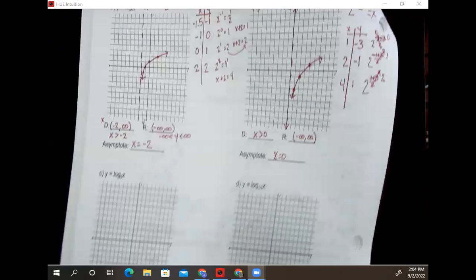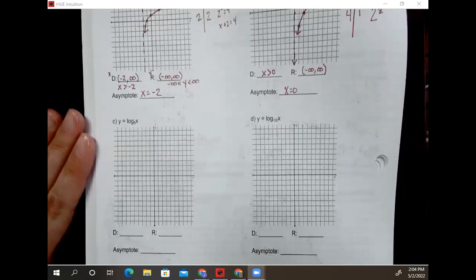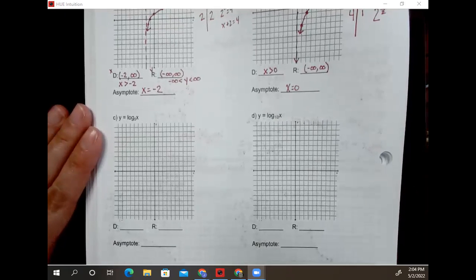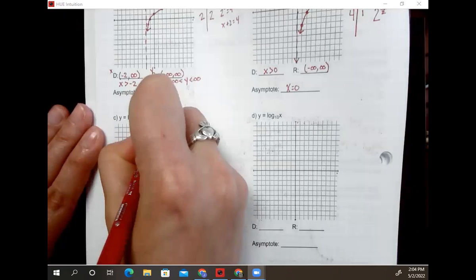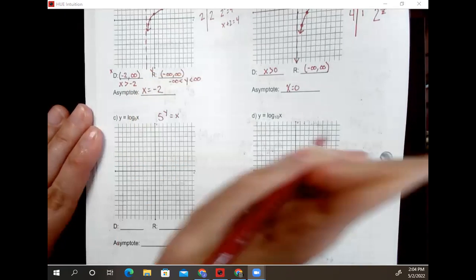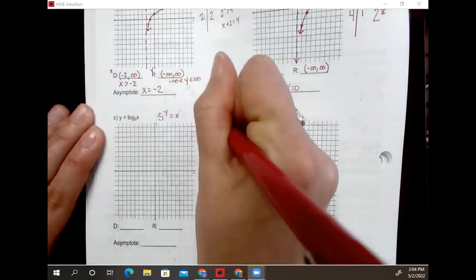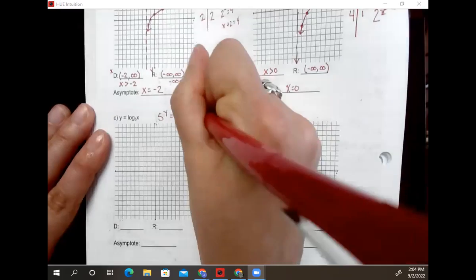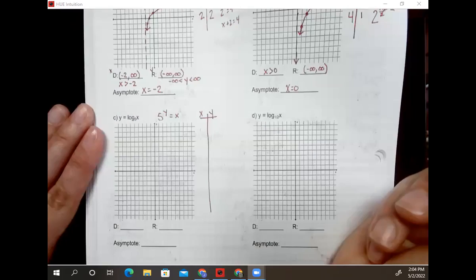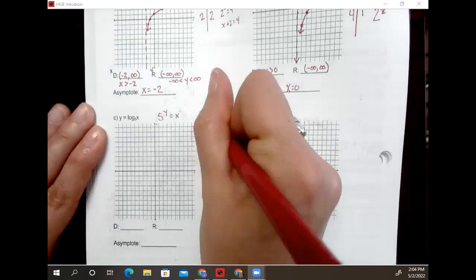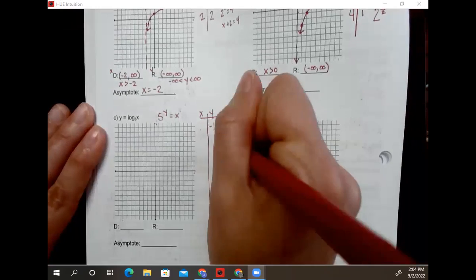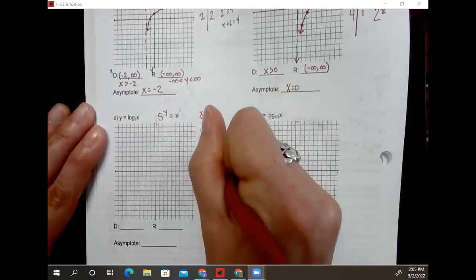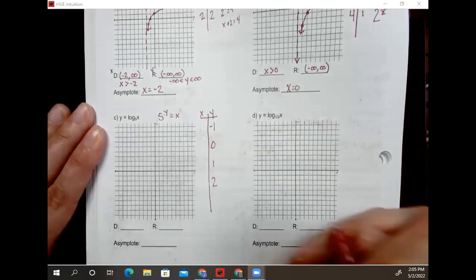Let's take a look at another one, a little bit easier one for C. So my function is y equals log base 5 of x. I'm going to rewrite this in its exponential form. That would be 5 to the y equals x. So again, I'm going to pick values to plug in for y and see what I get for x. So I'm going to pick negative 1, 5 to the negative first power. Shouldn't be terrible. 0 as an exponent, not terrible. We'll plug in 1 and we'll plug in 2.